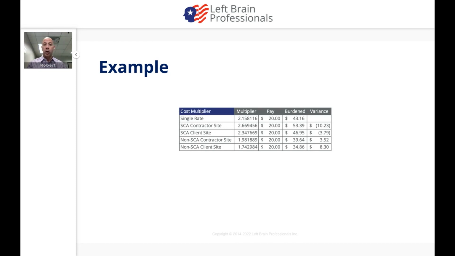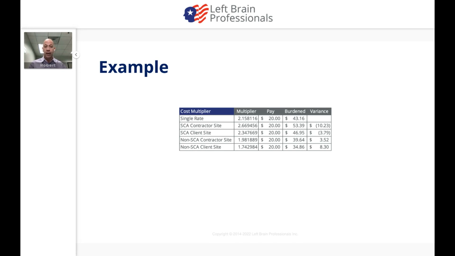Now you can see the burdened rate. In a burdened example, if I had a single rate, my burden rate, if I was proposing it, again, this was before profit or fees, so we're just looking at burdened with cost, was $43.16. When I created these 4 separate rates by splitting my fringe and my overhead, I now have prices that are more aligned with the actual cost drivers.